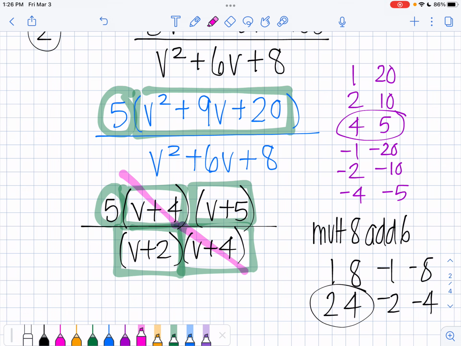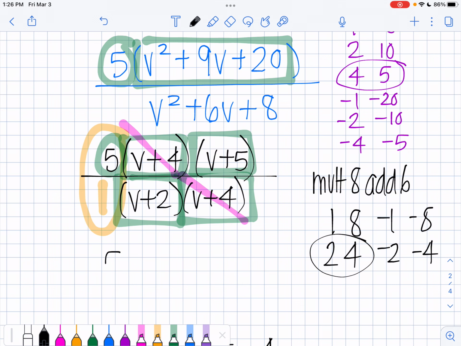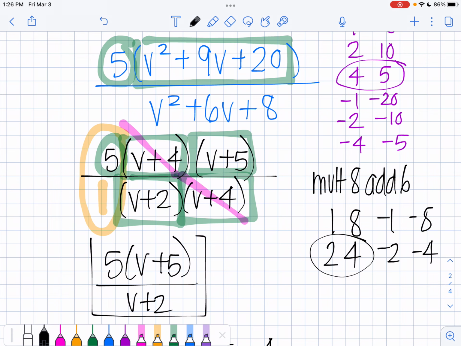And then I want to look out in front here, and do I have any coefficients that I can reduce completely? I have a 5, and remember right here is a 1, so I can't really reduce that anymore. So my final answer is going to be 5 times v plus 5, all divided by v plus 2. And you can leave it written this way as your final answer. Okay, next.